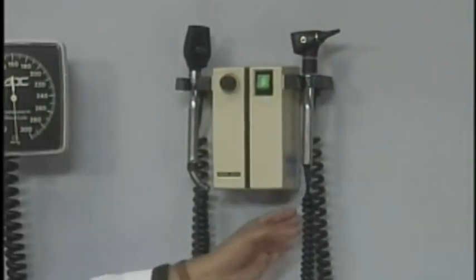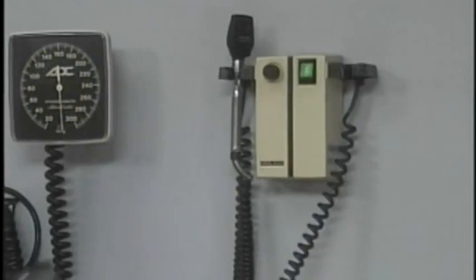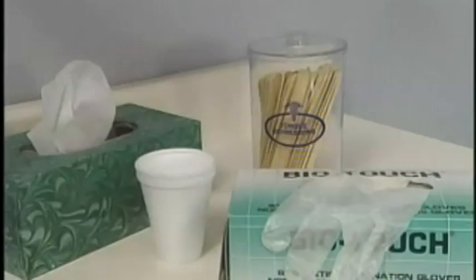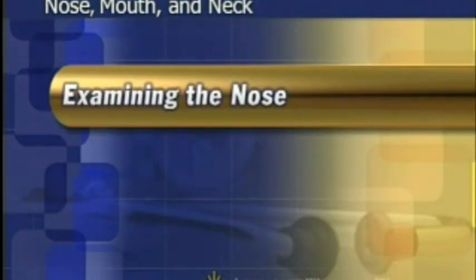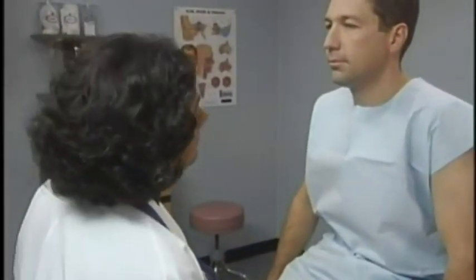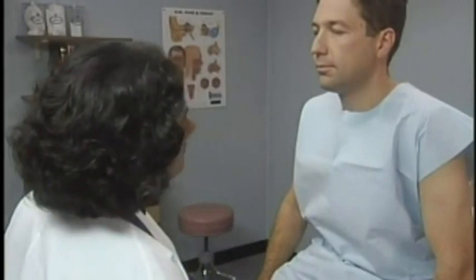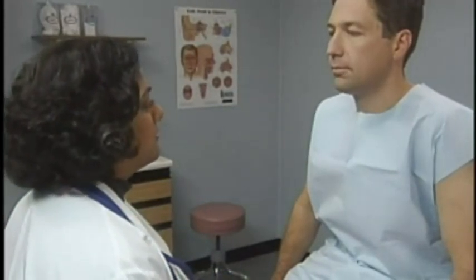Before you start your examination, make sure the examination equipment is within easy reach, including otoscope, tongue blades, and gloves. Begin by inspecting the anterior and inferior surfaces. Note asymmetry or deformity. Some asymmetry of the two sides is normal. Test for obstruction by asking the patient to sniff gently.